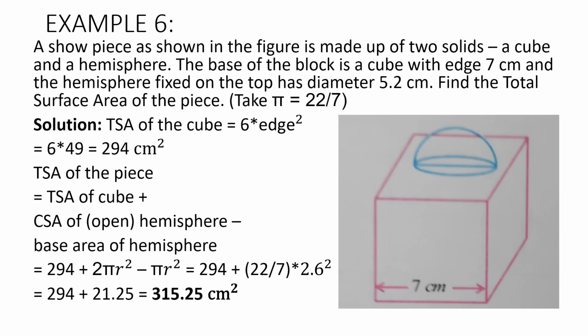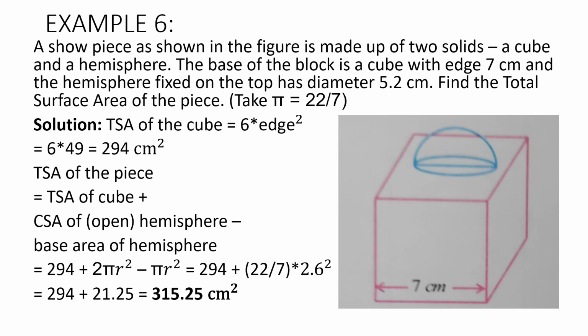Next interesting and important example, example 6. A showpiece as shown in the figure is made up of two solids, a cube and a hemisphere. The base of the block is a cube with edge 7 cm and the hemisphere fixed on the top has a diameter of 5.2 cm. Find the total surface area of the piece given pi is equal to 22/7.